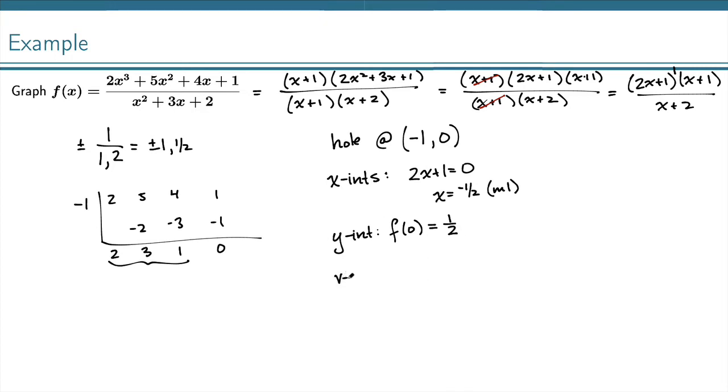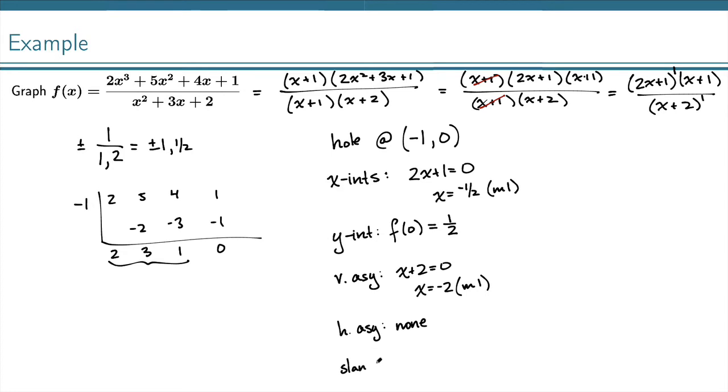For vertical asymptotes, we get the zeros of the denominator, and we use the reduced fraction denominator. So setting x plus 2 equal to 0, we get x equals -2. And that has a multiplicity of 1 because the exponent on that factor is 1. We get horizontal asymptotes if the numerator has a degree less than or equal to the degree of the denominator. That's not the case here, though. The numerator has a higher degree, and so we do not have a horizontal asymptote.